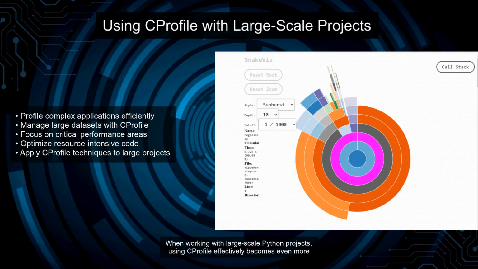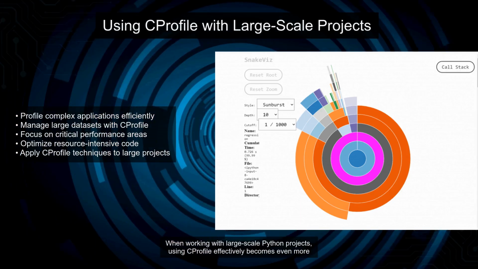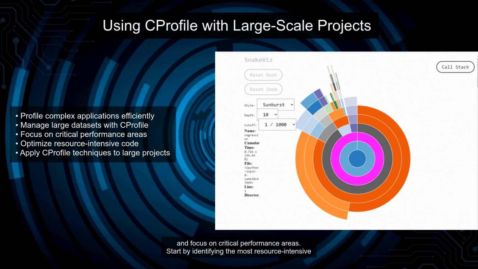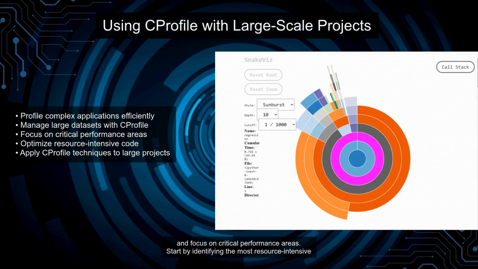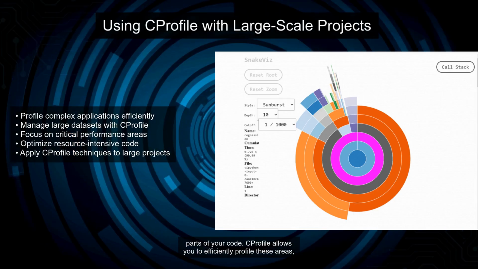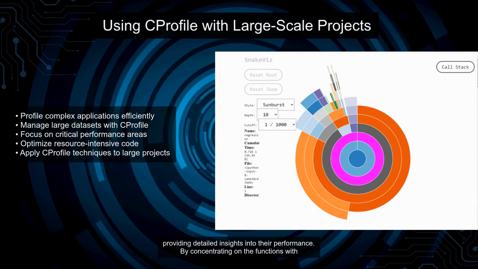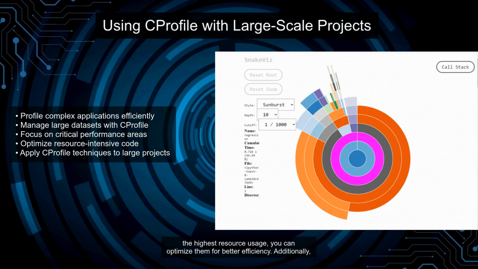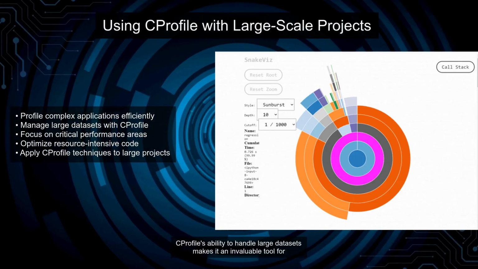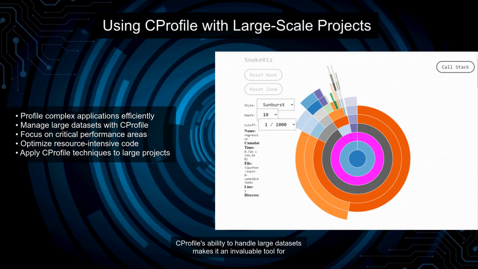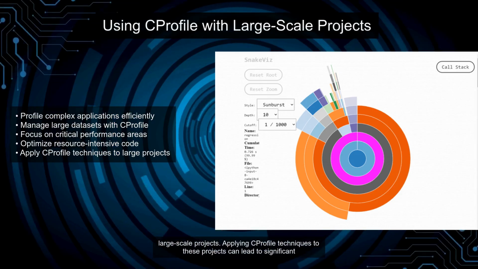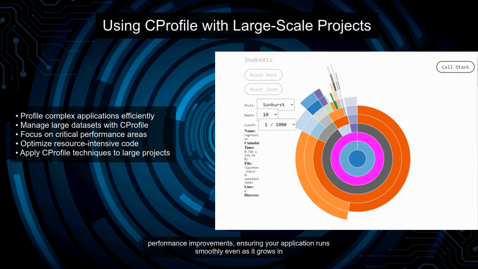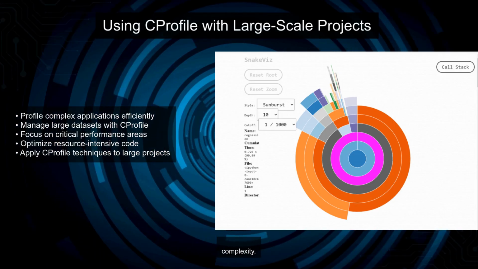When working with large-scale Python projects, using Profile effectively becomes even more crucial. Profiling complex applications requires a strategic approach to manage large datasets and focus on critical performance areas. Start by identifying the most resource-intensive parts of your code. Profile allows you to efficiently profile these areas, providing detailed insights into their performance. By concentrating on the functions with the highest resource usage, you can optimize them for better efficiency. Additionally, Profile's ability to handle large datasets makes it an invaluable tool for large-scale projects. Applying Profile techniques to these projects can lead to significant performance improvements, ensuring your application runs smoothly even as it grows in complexity.